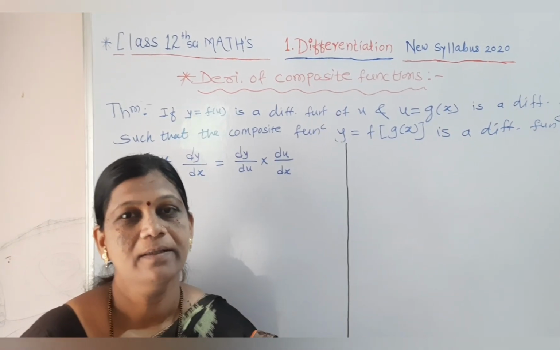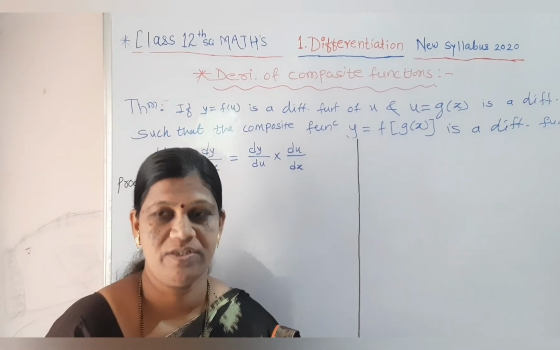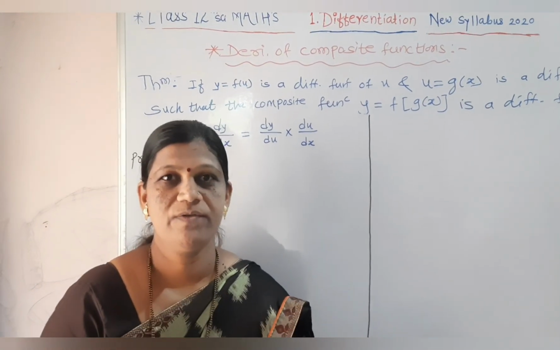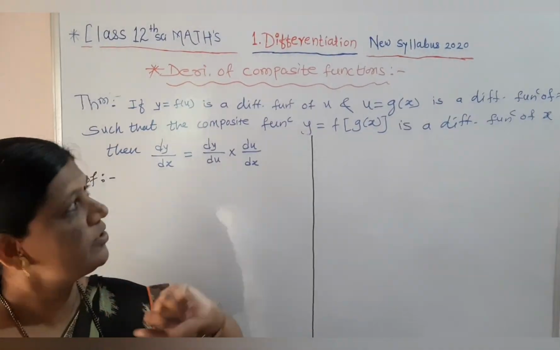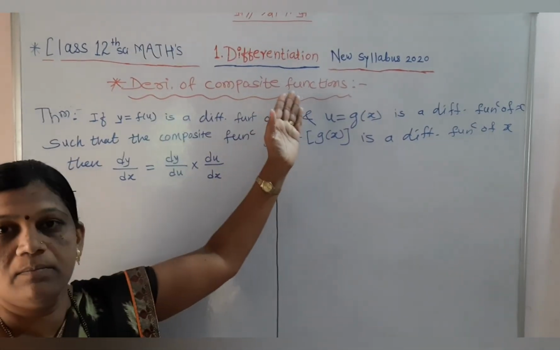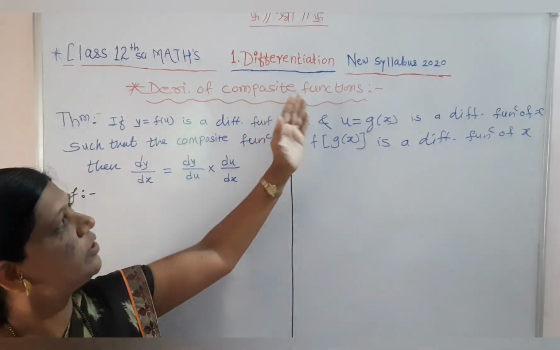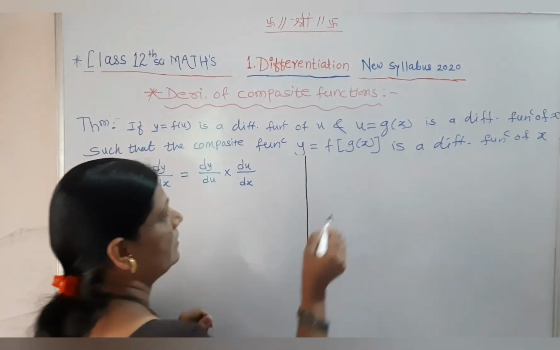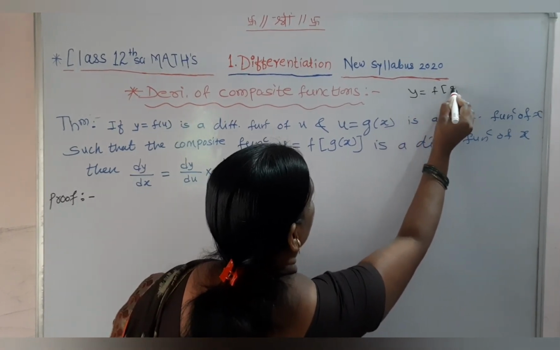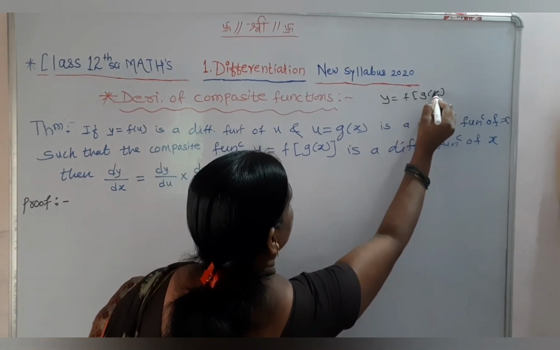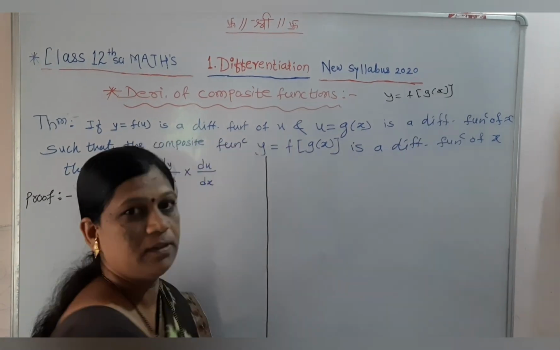We have seen the derivative of some standard functions and algebra of derivatives. Now let us see the derivative of composite functions. Composite function means function of a function or function of another function. For example, y equal to f of g of x. This is the function of function.